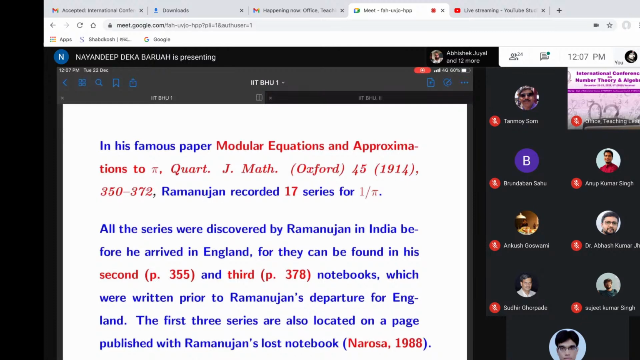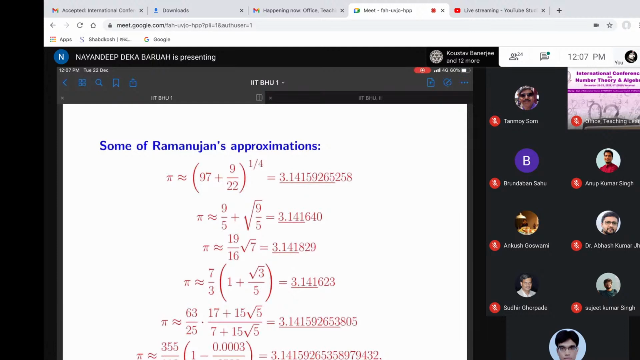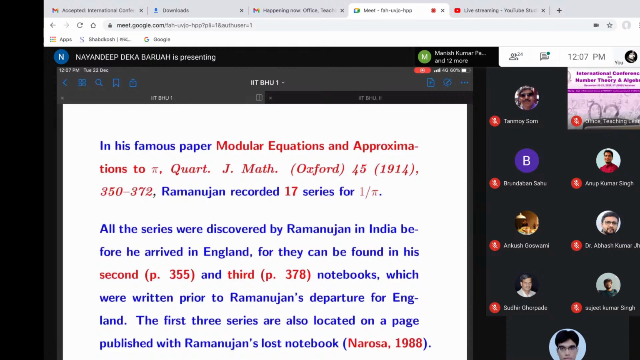So he actually recorded 17 series for 1 over pi, apart from recording those approximations that I have shown here on the left side. And all the series were discovered by Ramanujan in India, before his arrival in England, because those were written in his original second and third notebooks, which were written prior to Ramanujan's departure for England. The first series are also located on a page published with Ramanujan's lost notebook.